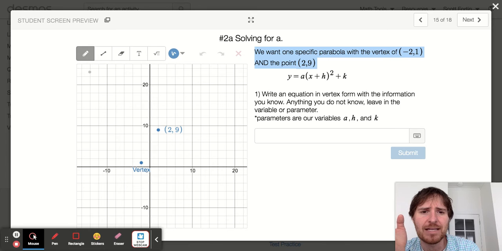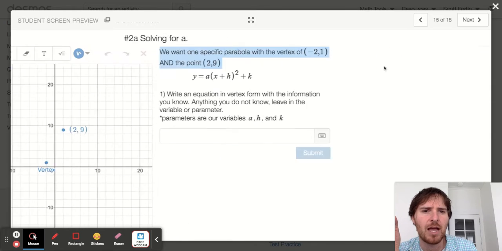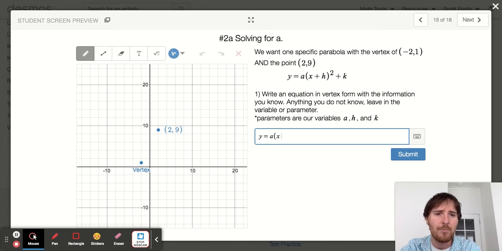So what I need to do to get this is I need to solve for a, write an equation in vertex form with the information you know, and anything you don't know, leave in the variable and the parameter. Okay, so maybe this is actually getting us queued up for the next slide. Yeah, I want to solve for a in the next thing, okay? So in this slide, what you're supposed to do is just, well, I know my equation is this. I don't know what the a parameter is, but I know that my h parameter, the vertex here is at -2, 1. So h here would be +2, okay?